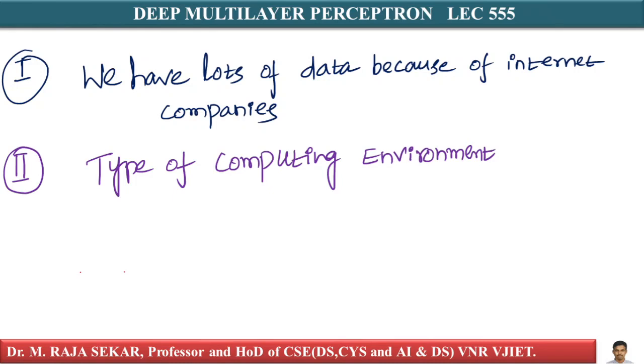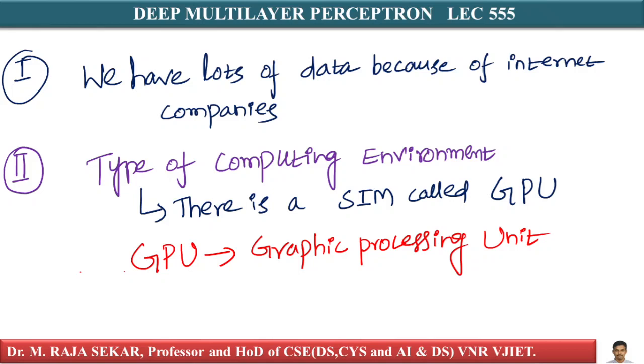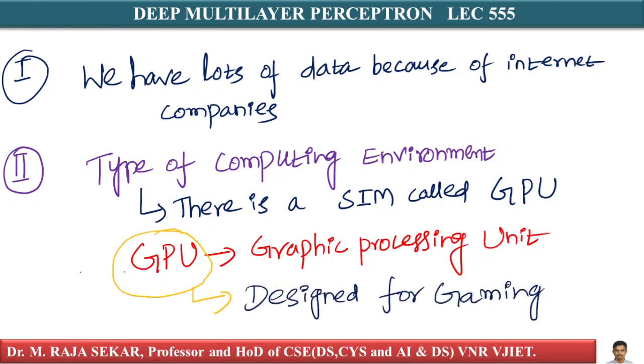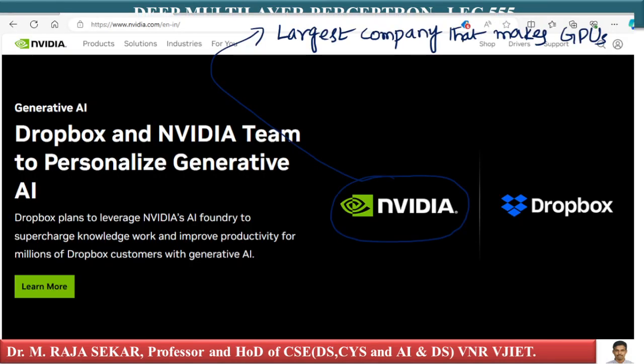Second point, we have a new type of computing environment called GPU, graphic processing unit. What we typically look at in a computer is a CPU. So there is a new type of computing infrastructure called the graphic processing unit. GPUs are actually designed for gaming, and one of the largest companies that makes GPUs is NVIDIA. NVIDIA makes extremely powerful graphic cards. GPUs are also called graphic cards.